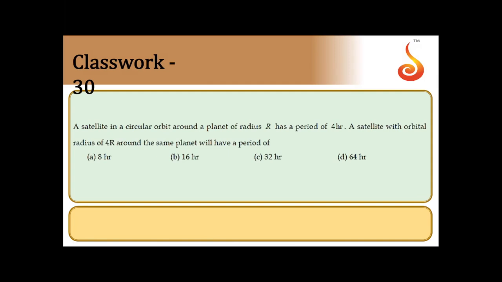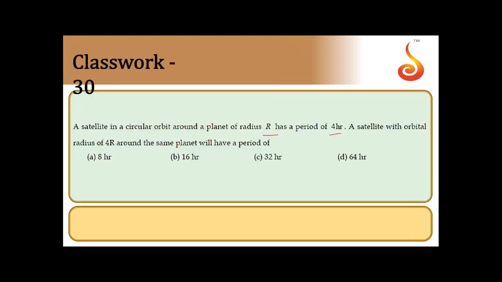We shall move on to next one. A satellite in a circular orbit around a planet of radius r has a period of 4 hours. A satellite with orbital radius of 4r around the same planet will have the period of. So even for satellite you can apply Kepler's third law, t square is proportional to r cube. So t dash square should be proportional to 4r whole cube. So first one is r, it has 4 hours time period.